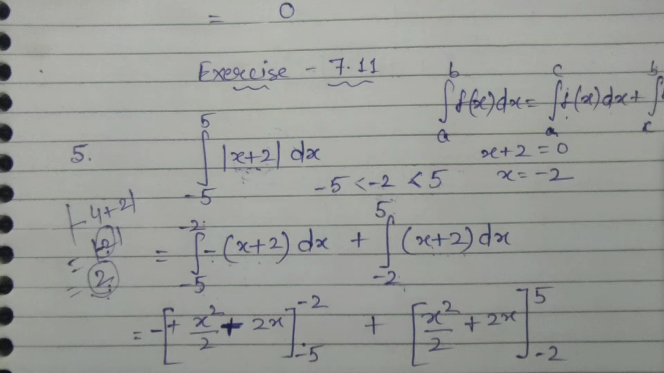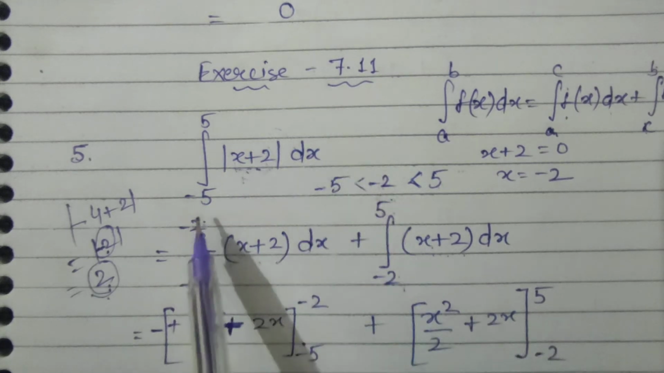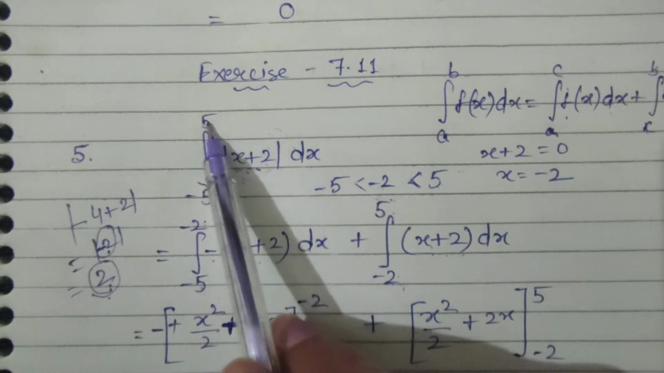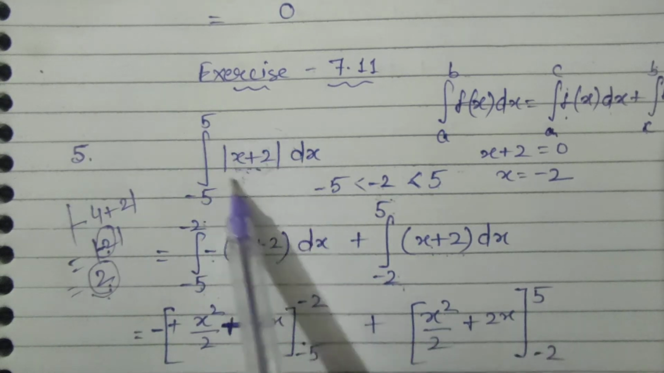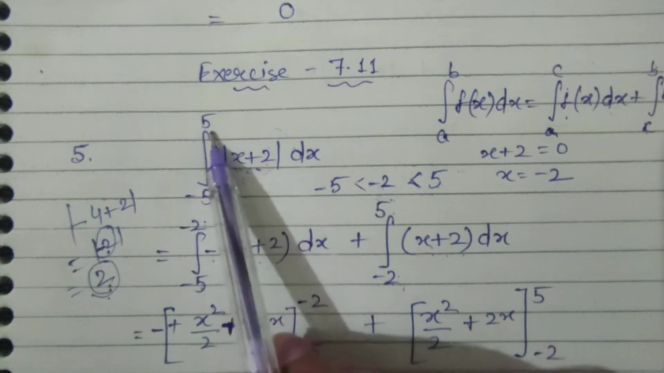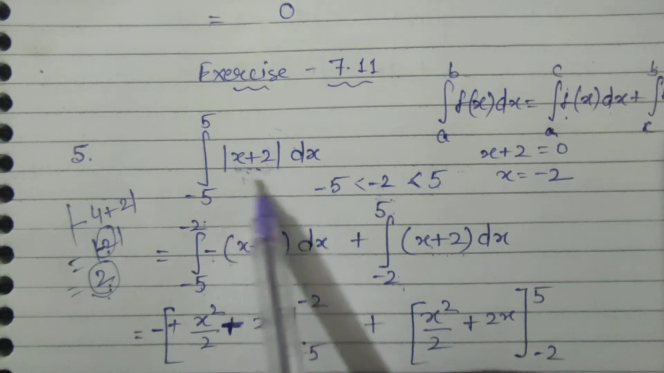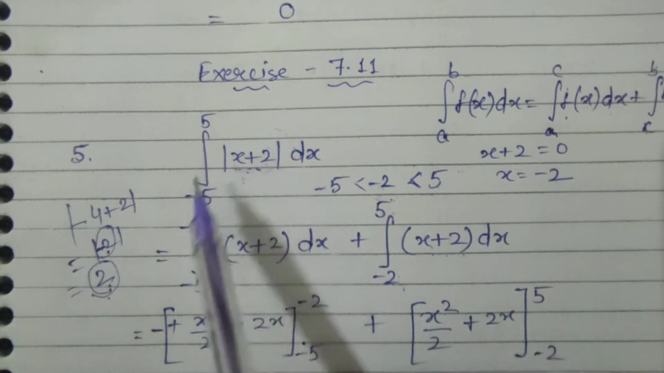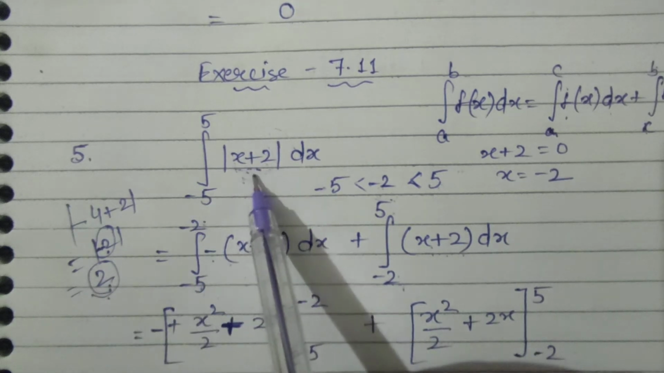Good morning everyone. Today we will discuss some questions of definite integration by using properties, from exercise 7.11. Look at the fifth question: the integral of modulus of x plus 2, with limits minus 5 to 5. We have to find the integration of this function. This is a modulus function, so firstly we will simplify it and then take the integration.